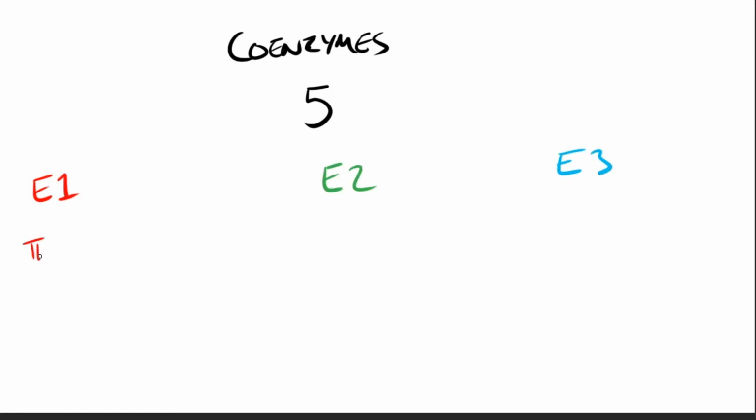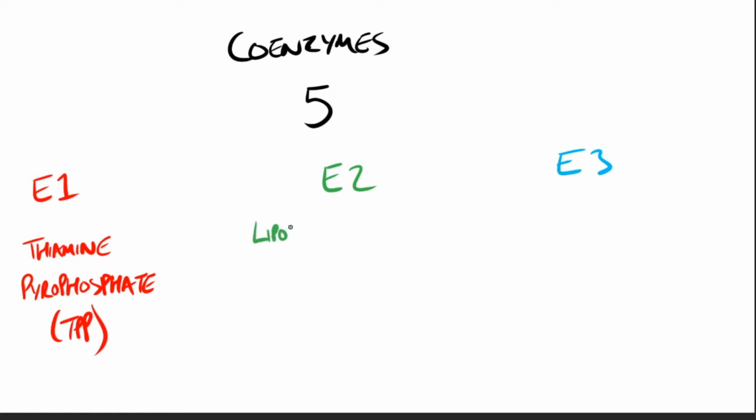Now, coenzymes involved. The pyruvate dehydrogenase complex contains 5 coenzymes that act as carriers or oxidants for the intermediates of the reactions. E1 requires thiamine pyrophosphate, TPP. E2 requires lipoic acid and coenzyme A, and E3 requires FAD and NAD+.